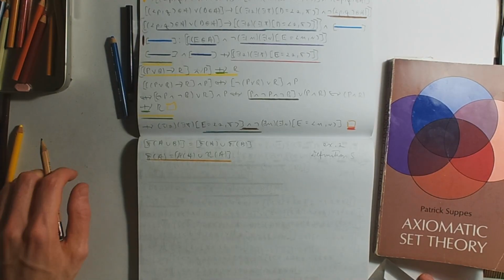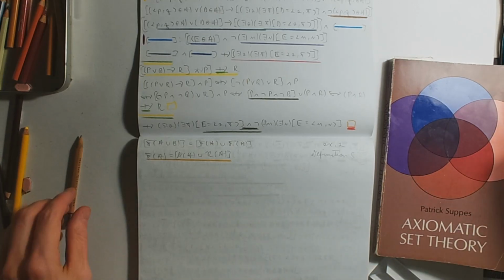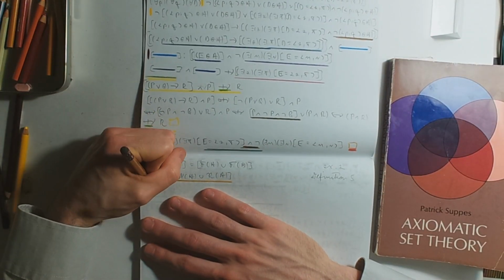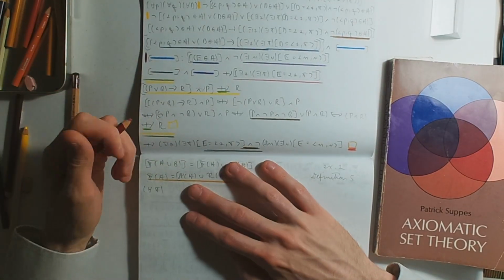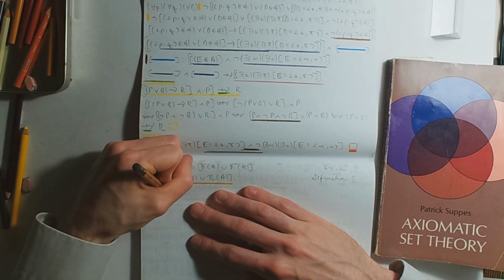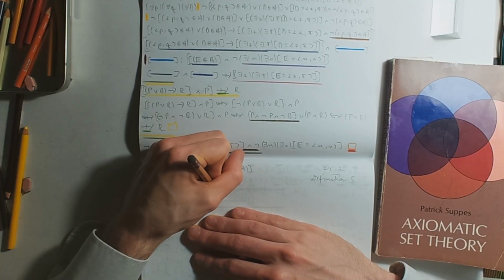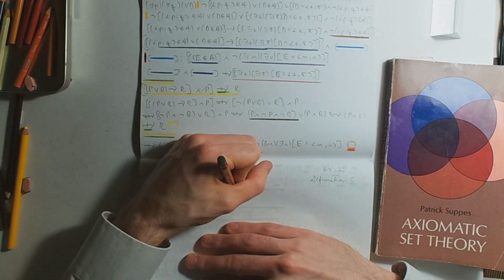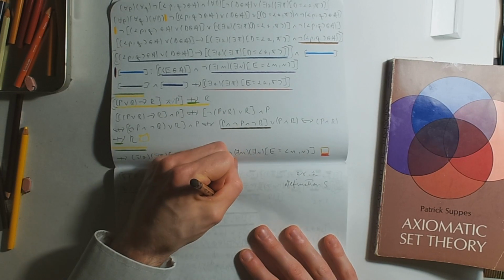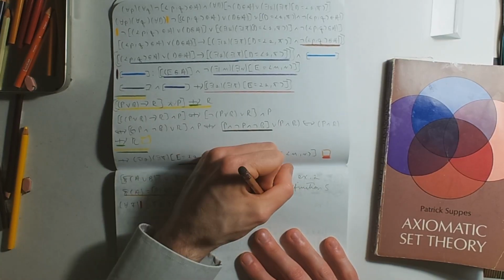Okay. For all T, T is an element of the field of A union B is interderivable with the expression T is an element of the domain of A union B.